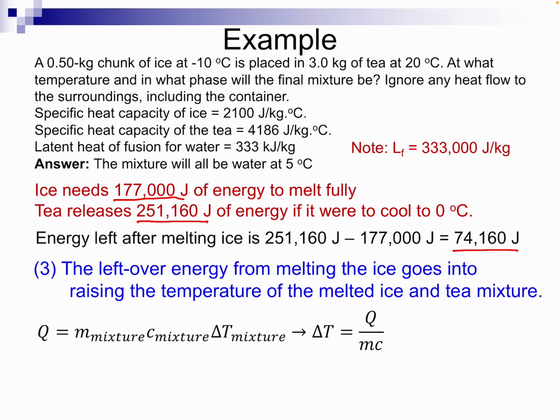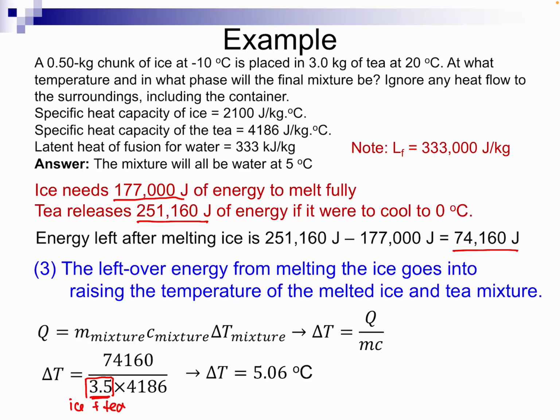Okay. So to find the temperature, we use the leftover energy. That raises the temperature of the ice and tea mixture. Notice how I use 3.5 kilograms here. This is the mass of the melted ice plus the tea in combination, right? Because it's the mixture that increases in temperature. That gives a change in temperature of 5 degrees Celsius.